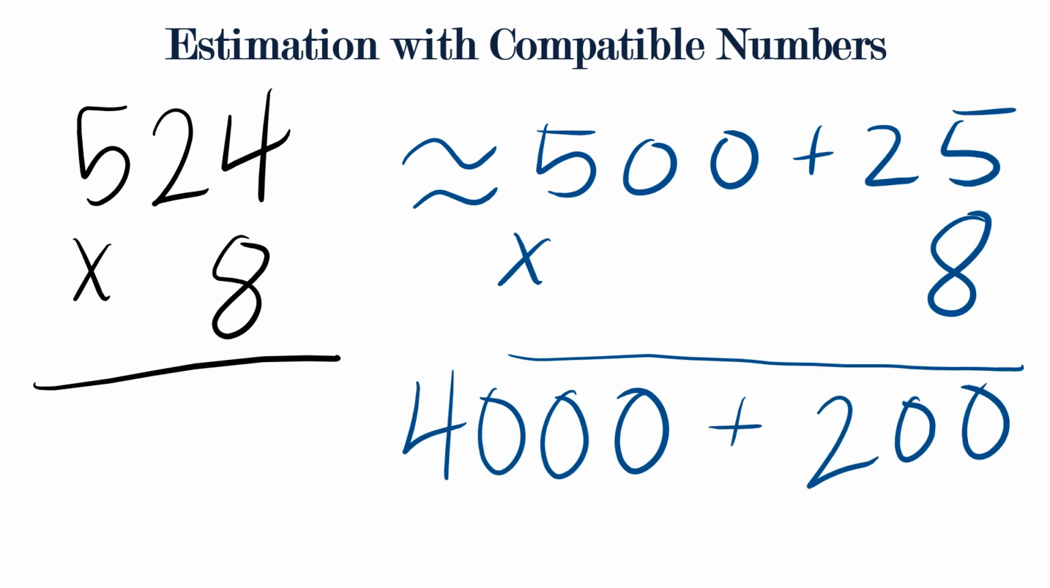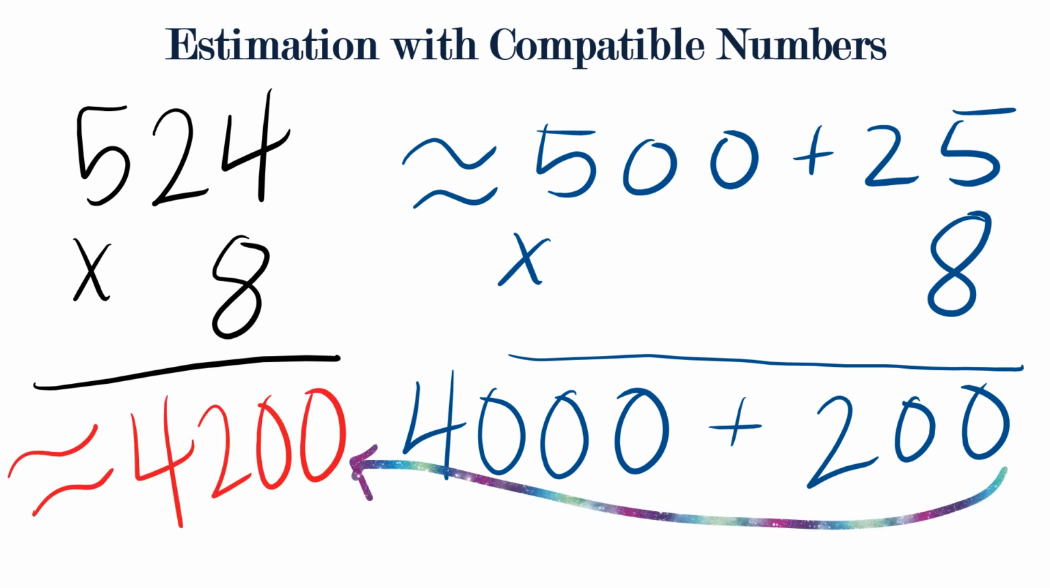All right, so they break that down into 500 plus 25, multiplying that times 8. 500 times 8 is 4,000. 25 times 8 is 200. You can think of that as being, if you took 4 quarters, that's $1. If you had 8 quarters, that's $2. All right, so estimation here with compatible numbers tells us that 524 times 8 is approximately 4,200. All right, so that's everything for the multiplication of whole numbers section. If you have any questions, please let me know.